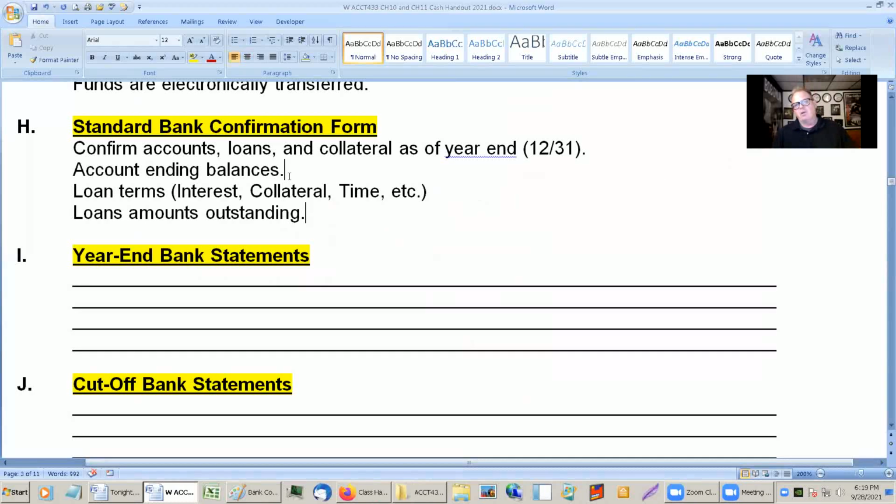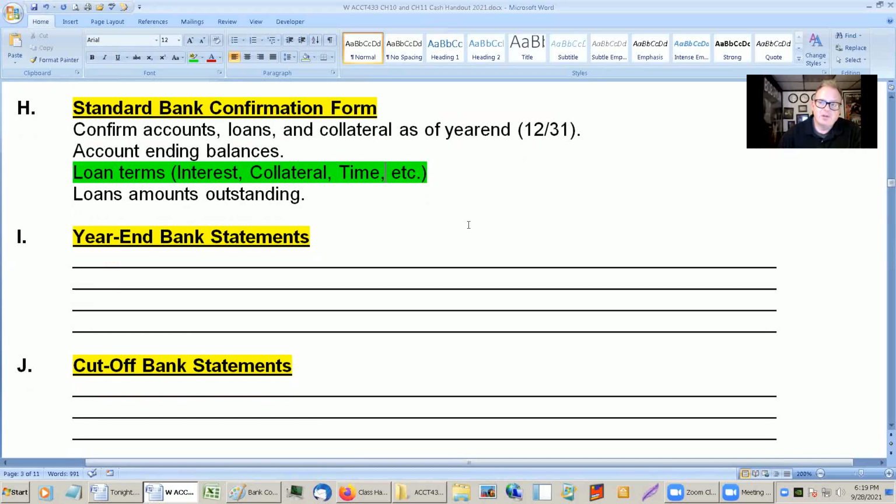Okay, so bank confirmation form. The big thing here a lot of times is this one. This is what you really want to look at for the bank confirmation. The account balances will let you know if there are any accounts that the company doesn't have on their books, but the big thing is the terms of it. You should be able to figure out the amount of their loans and the amount of interest expense that they're going to have on those loans.